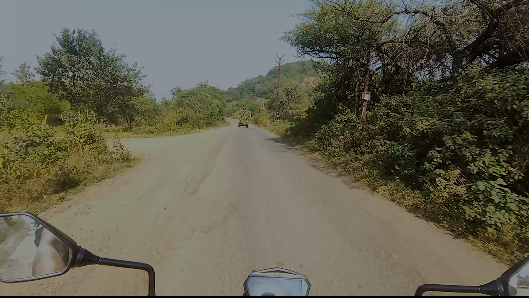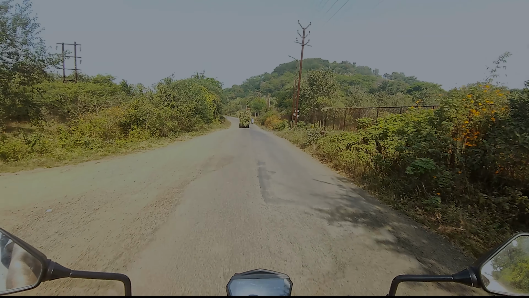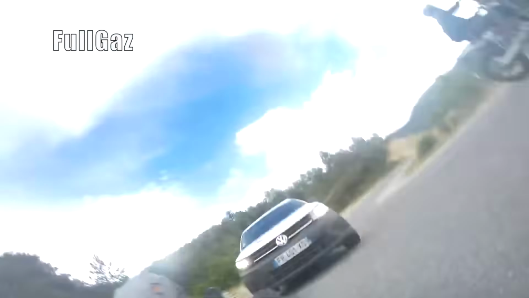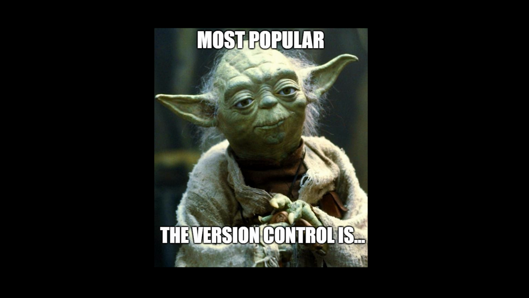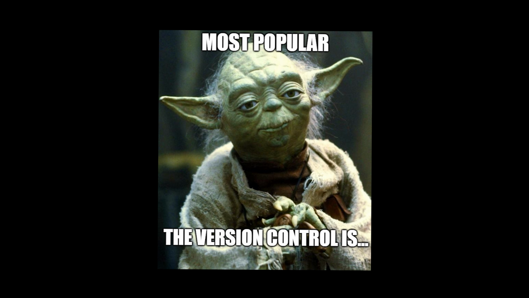Not using version control is like riding a bike without a helmet. One small mistake, boom, your project's in the hospital. Just like a helmet protects your head, version control protects your code. Now, the most popular version control system out there is Git.